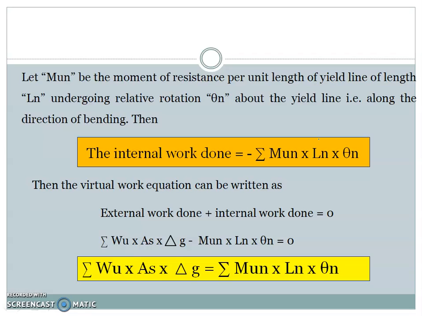Now based on this equation, we will be deriving many more equations or values for moment or values of WU for different standard cases like square simply supported slab, square fixed slab, rectangular simply supported slab, rectangular fixed slab, circular slab, and so on. So we will be doing these derivations in coming classes.